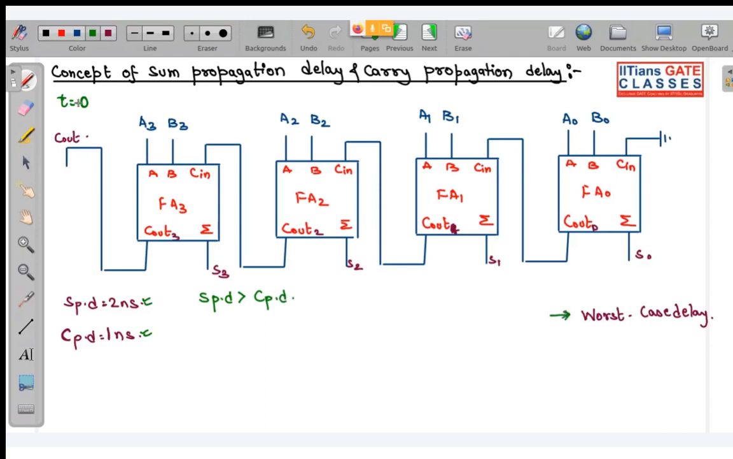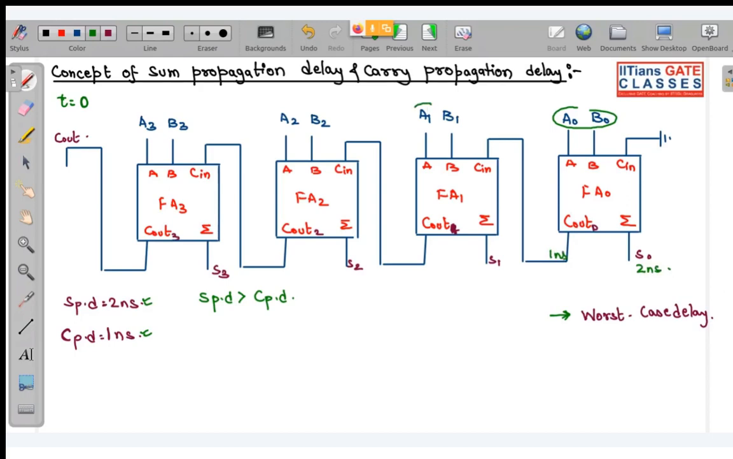So assume at t equal to 0, I am applying all the inputs A3, B3, A2, B2, A1, B1, A0, B0. So after the application of this input at t equal to 0, this sum will be generated at 2 nanoseconds. But this carry, the subsequent intermediate carry, will be generated at 1 nanosecond.